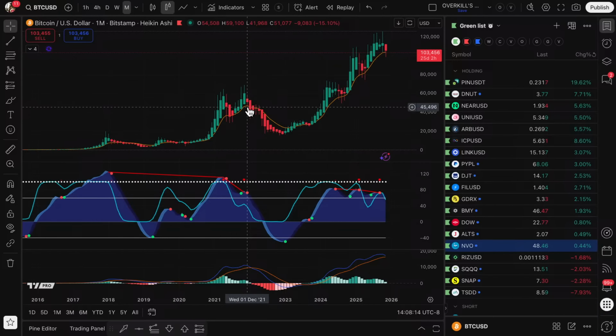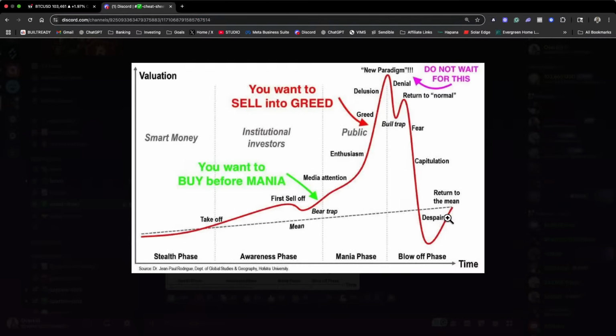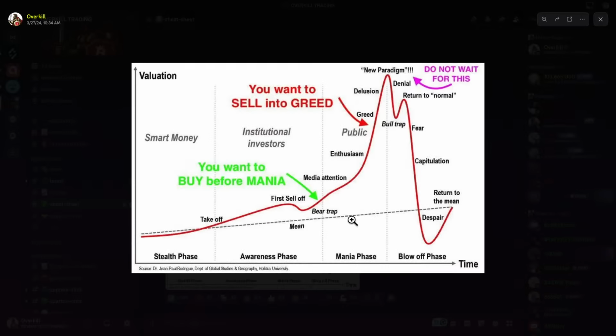Look how many months it pulled back for. 1, 2, 3, 4, 5, 6, 7, 8, 9, 10, 11, 12, 13. 14 months it went down. Do you think people were excited about crypto during that time? No, because they were down here. They were in despair. I'm serious, guys.